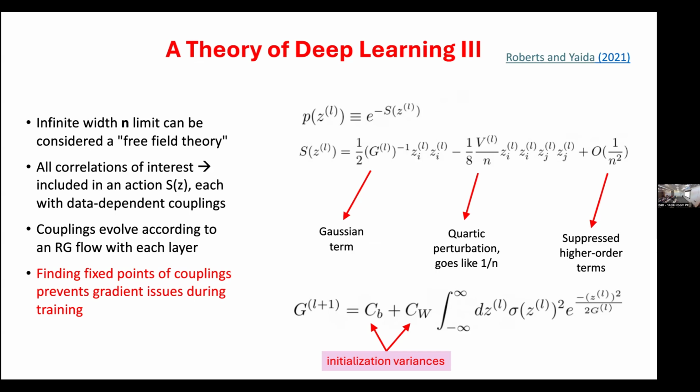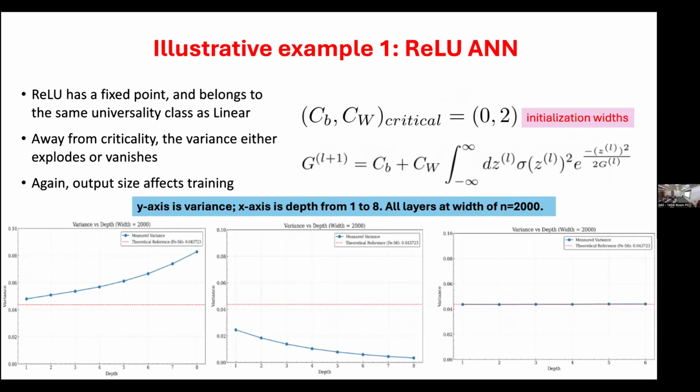If we think back, the size of our outputs is going to help determine the size of our gradients. And so if we can have a stable output size, we can get a stable gradient and remove that issue from calculations. So to show this in practice, the ReLU activation function has a fixed point in its variance g, and that results from choosing our initialization widths for the Gaussians to be these values up here. These are the critical values for the initialization.